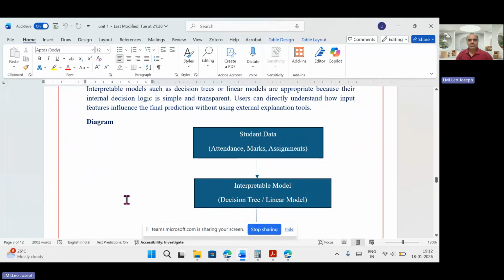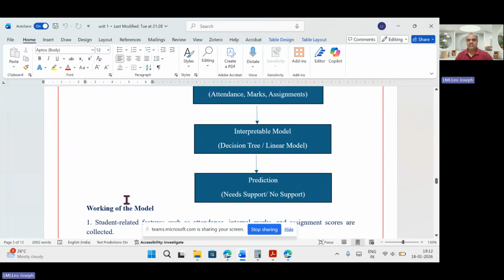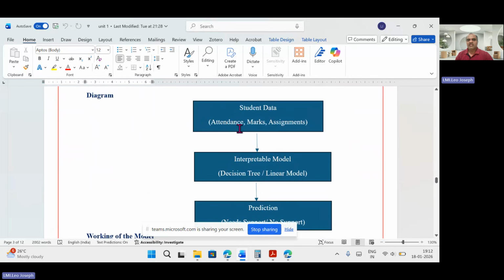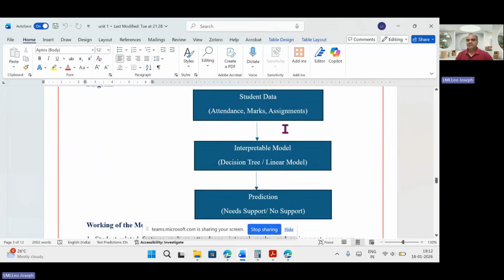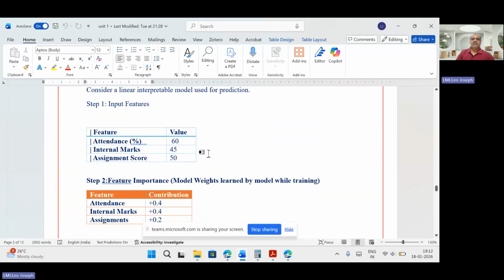Now we are going to analyze student data. Now we will understand. Student data is based on attendance, marks, and assignments. It is given to an interpretable model. The prediction is whether the student needs support or not. This is the decision we are expecting. So we take the same thing. Attendance is 60%, internal marks 45, assignment score 50.